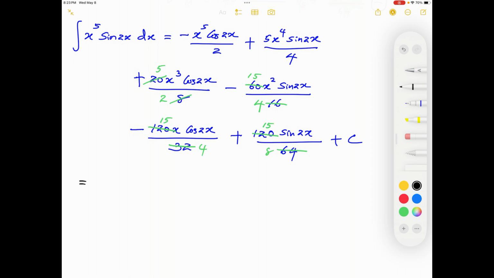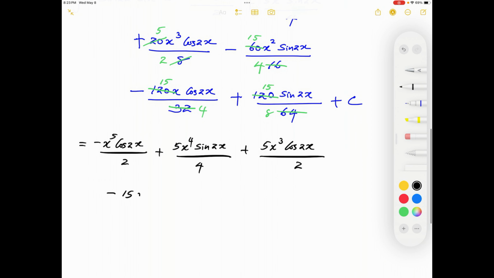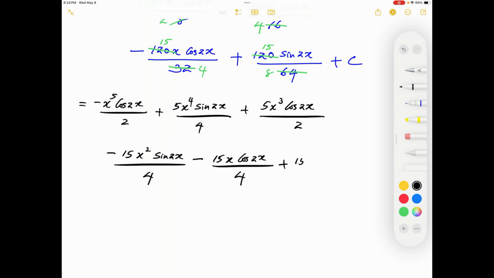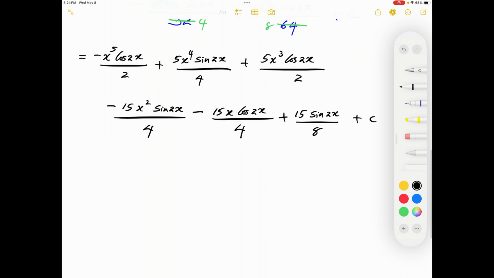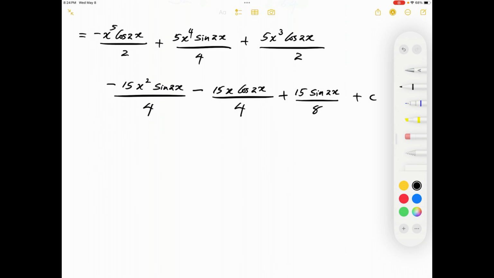Alright, we can now write down the final answer as negative x to the 5th power cosine 2x over 2 plus 5x to the 4th power sine 2x over 4 plus 5x cubed cosine 2x over 2 minus 15x squared sine 2x over 4 minus 15x cosine 2x over 4 plus 15 sine 2x over 8 plus c. Alright, so that's our final answer for that homework question.